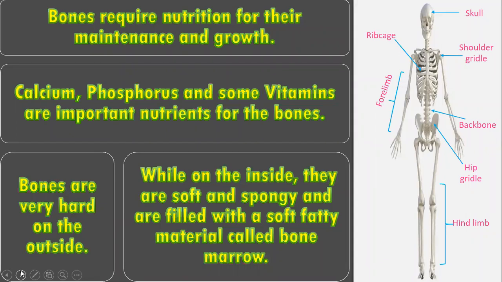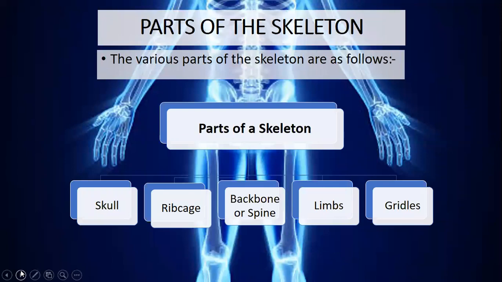Next, bones require nutrition for maintenance and growth. What do they require? They require calcium, phosphorus, and some vitamins. Now, if you touch a bone, it is very hard on the outside, while on the inside it is soft and spongy and filled with a soft fatty material called bone marrow.